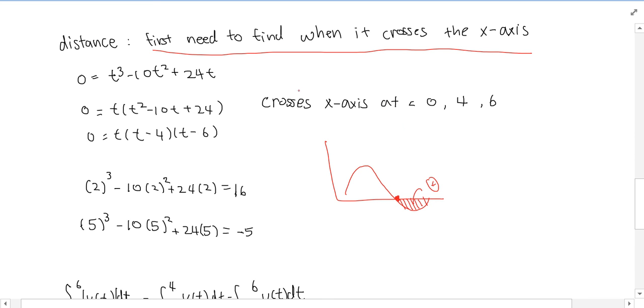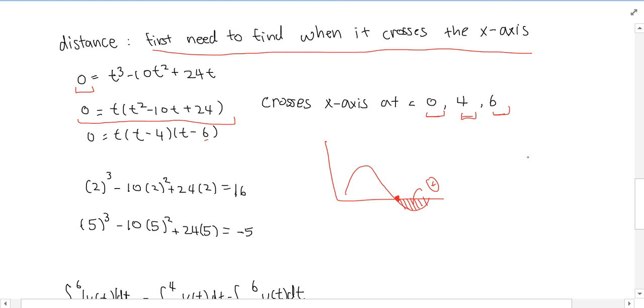we have to count as positive. Okay, so we find that by plugging 0 in as y, and we do our basic polynomial work, and then we find that our t can equal 0, 4, or 6. That means our graph crosses the x-axis at 3 points: at 0, 4, and 6.